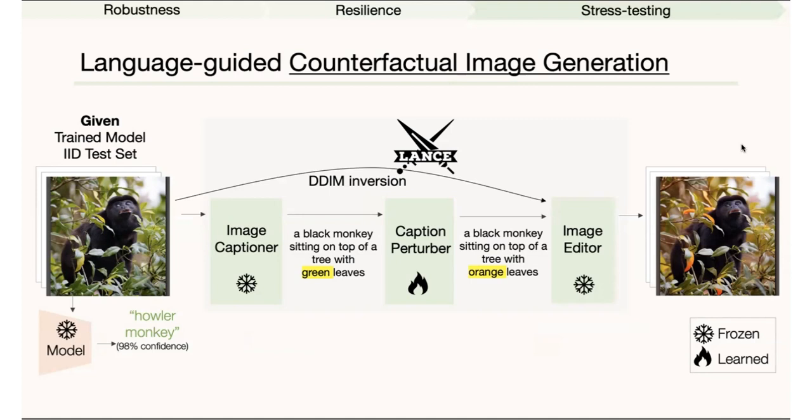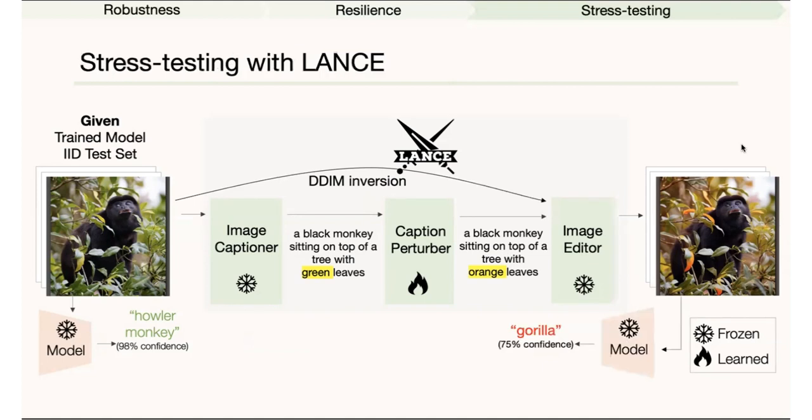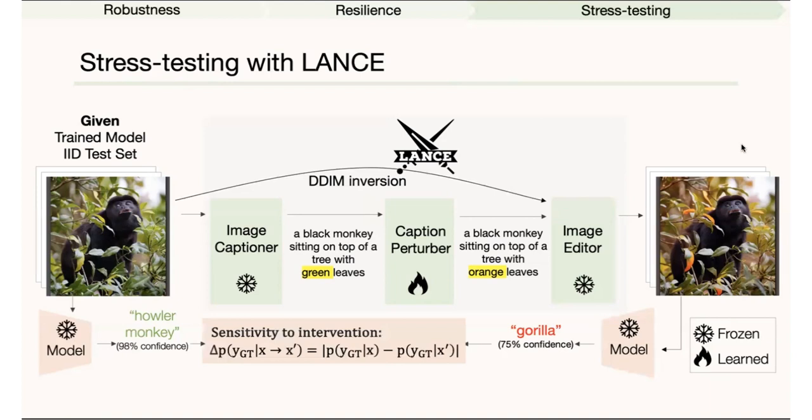Now we want to generate an image that's conditioned on this new caption and the original image, which we can do DDIM inversion for. We're using a latent diffusion model for image generation here. And then we can use some targeted editing technique to generate the image on the right. We can look at the model's prediction on this image, in this case gorilla with 75% confidence, and we can measure how sensitive the model is to this particular intervention. How much does its confidence in the ground truth, that this contains a howler monkey, change if you change only the color of the leaves and nothing else? Does that make sense?